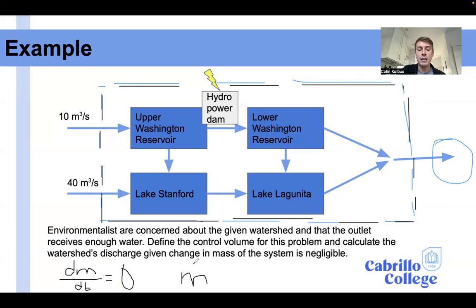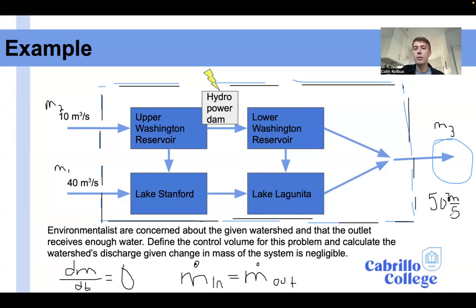That means my mass rate of change in equals my mass flow outwards. So that means if I add these two inputs together, mass input 1 plus mass input 2, that's going to equal mass output number 3 over here. And that means our mass output is 50 cubic meters per second.